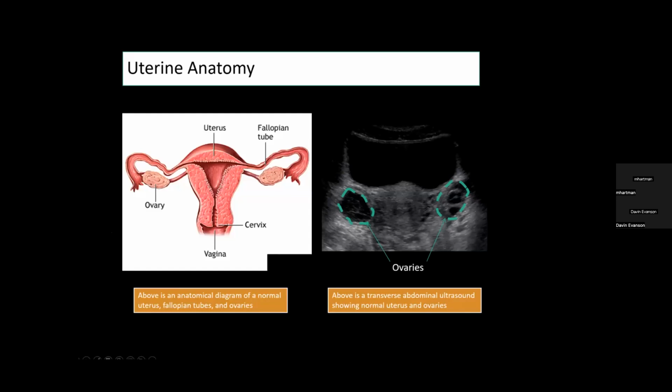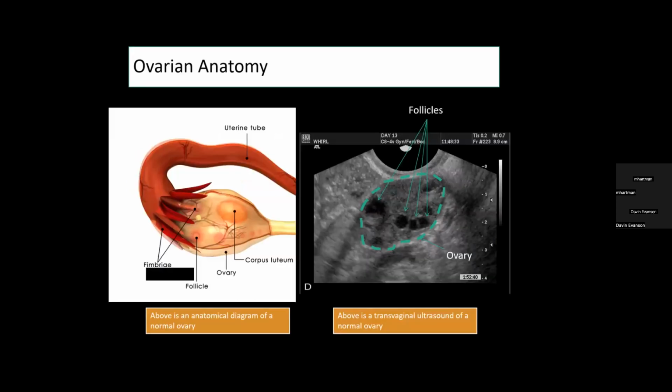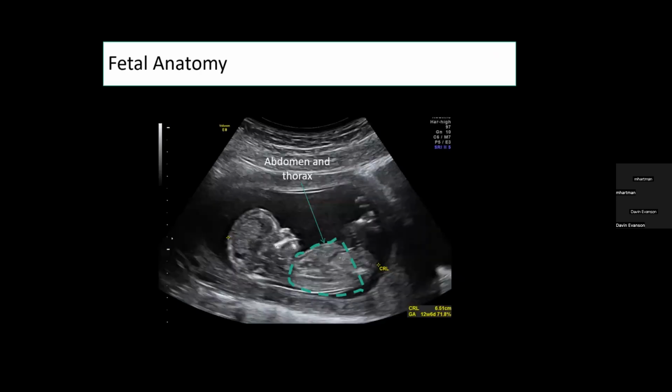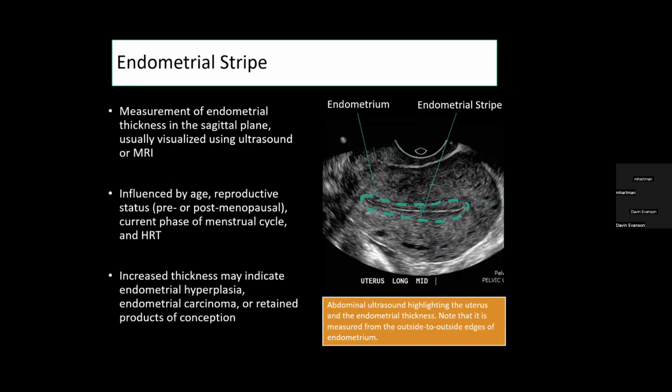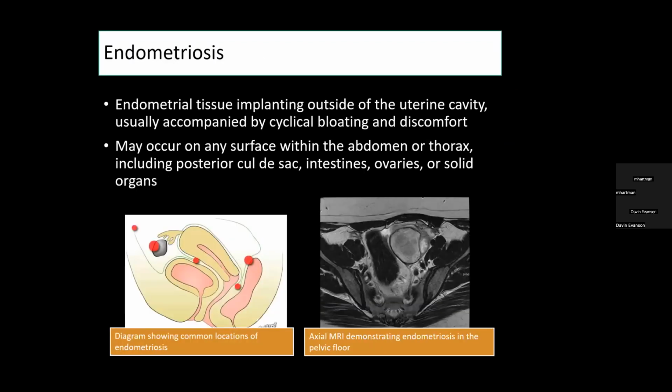Here are the uterus and the ovaries on ultrasound. More detailed of the ovary with a couple of follicles. A lot about first trimesters, so some fetal anatomy. I'll give you guys some pearls coming up. The uterus with the endometrial stripe. What's normal, what's abnormal. These slides will cover that. And then some pathologies like endometriosis. So where does it like to occur and what does it look like?